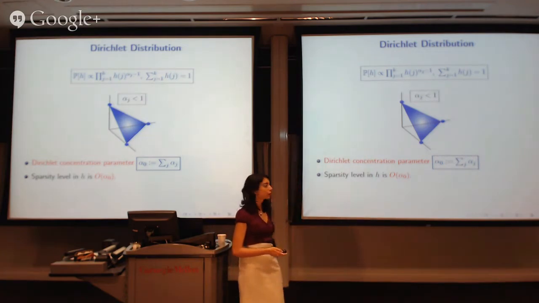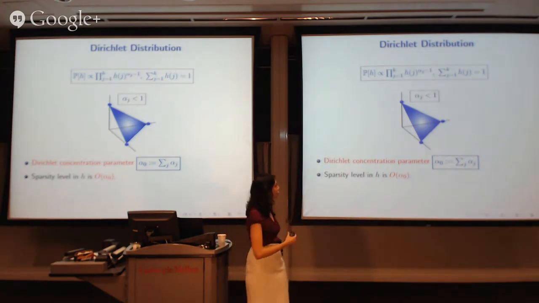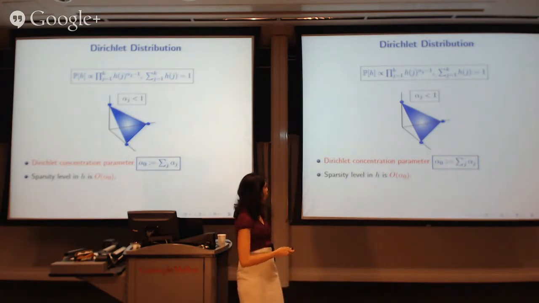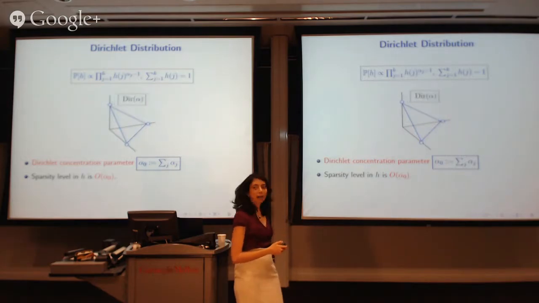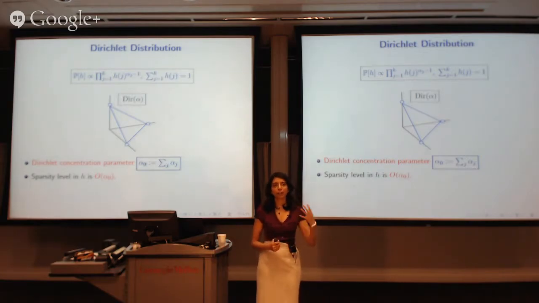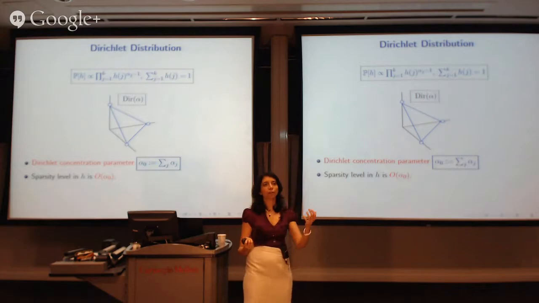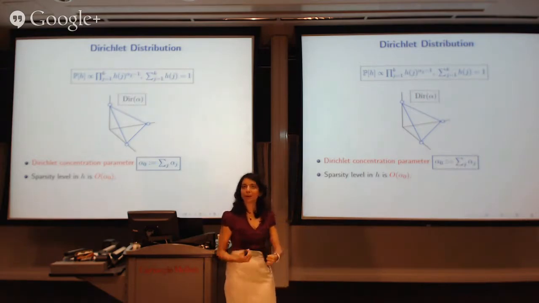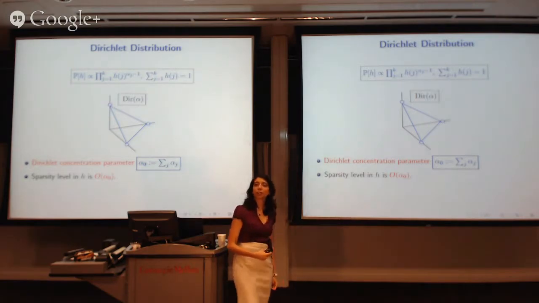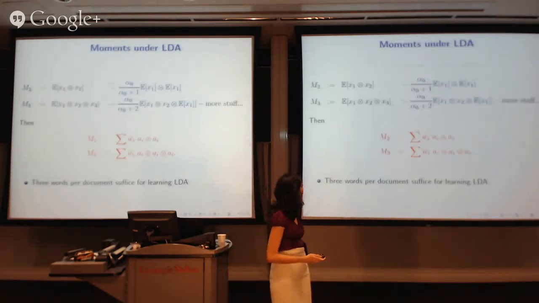So that was an intuition of what the concentration parameter of this Dirichlet distribution is. Now the question is, how can I handle the moments of this Dirichlet model? We saw that in the single topic model, just looking at co-occurrence of two words and three words in the document was enough for me to feed into the tensor method and recover the parameters. But now I have this additional randomness because of this Dirichlet distribution. So how do I handle that?